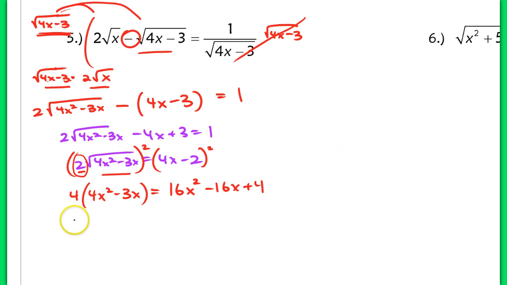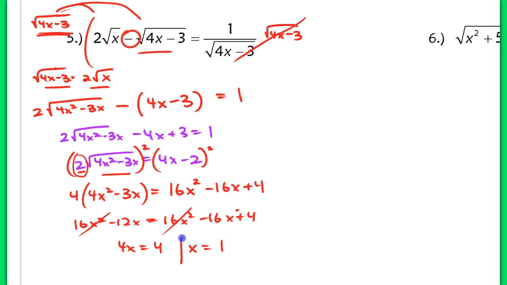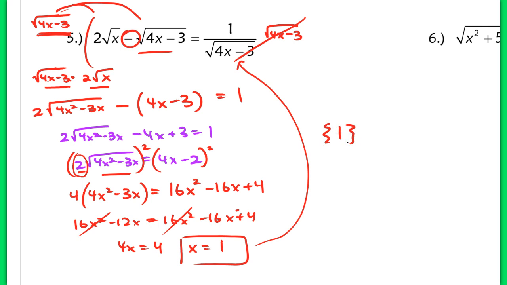I'm just going to distribute, so I have 16x squared minus 12x equaling 16x squared minus 16x plus 4. Now the 16x squared terms cancel each other out. If I add that 16x to the other side, I have 4x equaling 4. So I end up with x equaling 1. Now you can check that if x equals 1 is plugged into here, you will get an actual solution. I've already done that, so I'm just going to write in my solution set here, x is equal to 1.